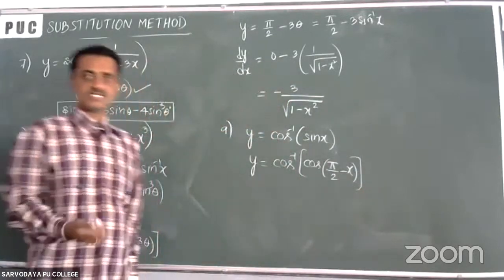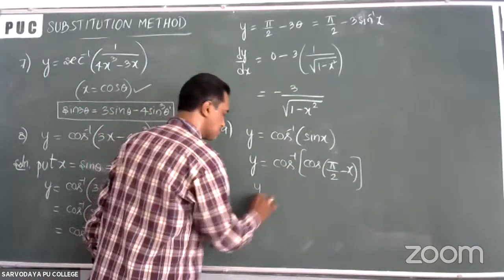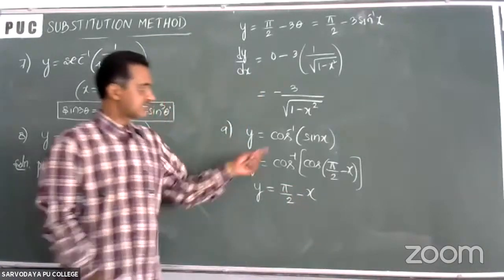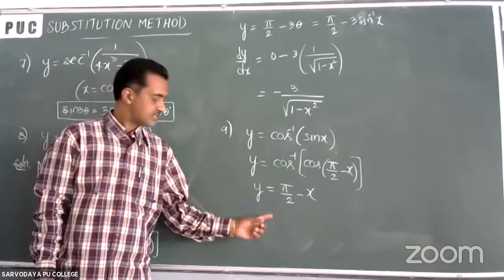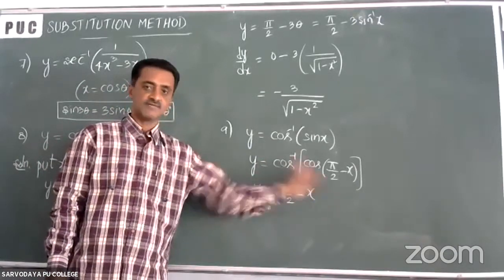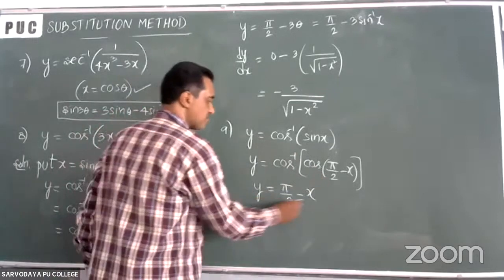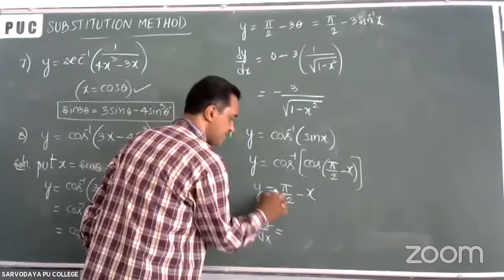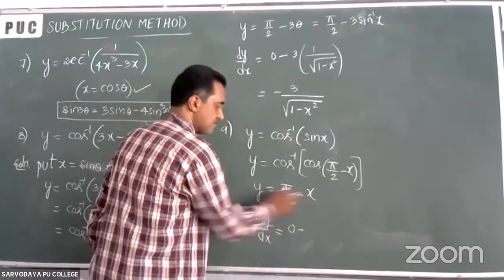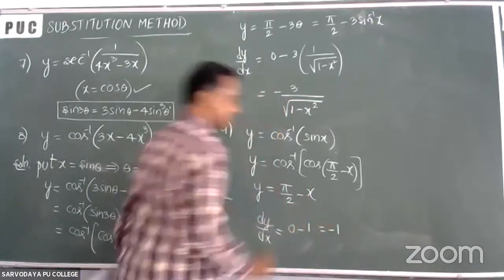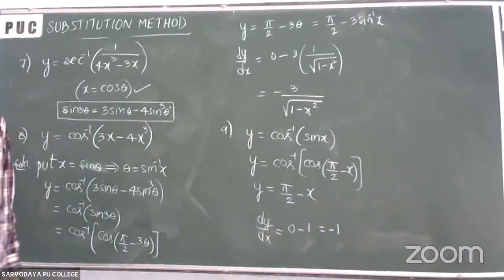So what's the advantage of writing it that way? See how easily the problem gets converted. The problem that was like this has now been converted to this by using the allied angle concept and the inverse trigonometric formula. So y is equal to pi by 2 minus x, dy by dx is equal to pi by 2, a constant, so 0, minus derivative of x, which is 1. So the final simplified answer is minus 1. See how simple it is.